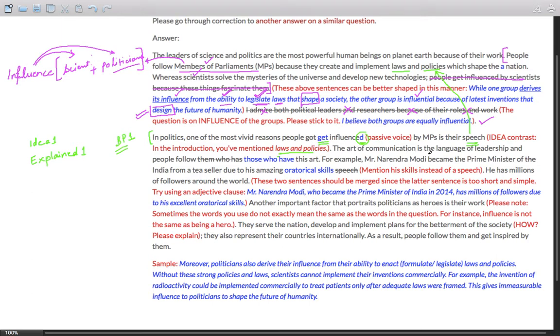"The art of communication is the language of leadership, and people follow them who has." Now, "people follow them" is plural, so it should be "who have", and use the right connecting devices. Those who have this art.